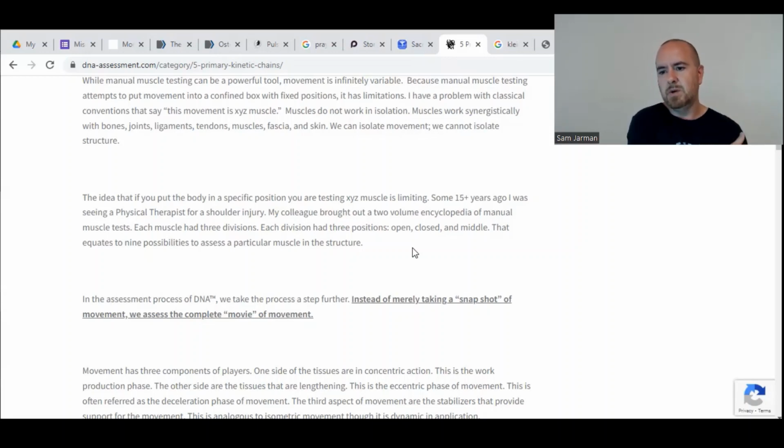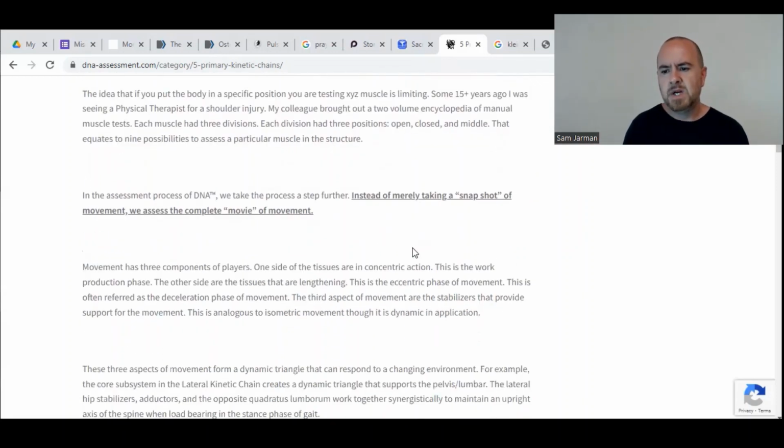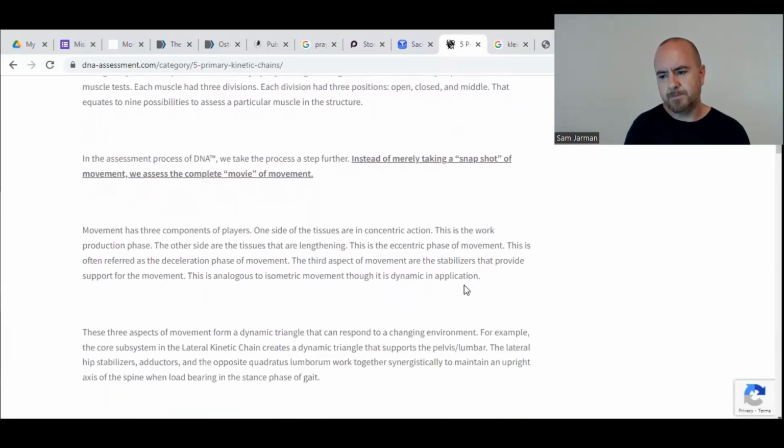Some 15 plus years ago, I was seeing a physical therapist for my shoulder injury. I don't necessarily need to go through that. There is a statement down here that is very interesting.